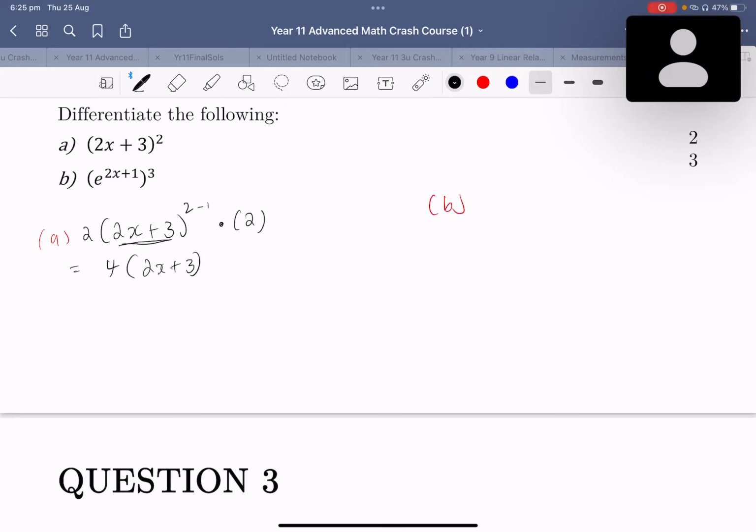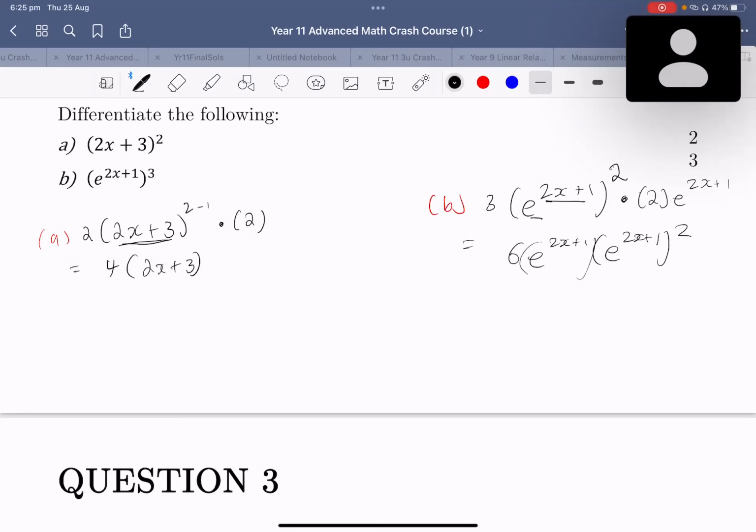Part B, similar process, right? The 3 comes down, the bracket stays the same. The power of 3 is deducted by 1, which becomes the power of 2. Now you have to multiply by the derivative of the inside bracket. That's just going to be the derivative of e to the power of 2x+1, which is 2 times e to the power of 2x+1. That simplifies to 6 e^(2x+1), (e^(2x+1)) to the power of 2.